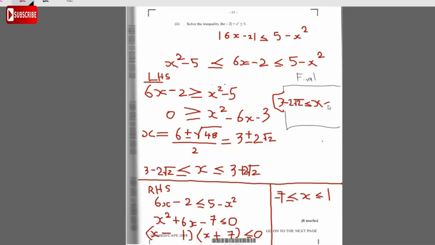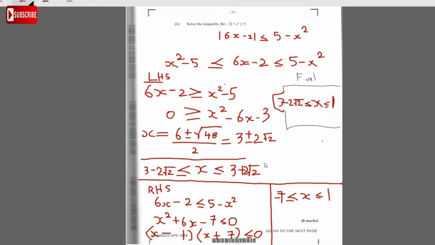And it's less than or equal to, let's check if 1 is good. When you put in x as 1, 6 times 1 minus 2 plus 1, yes. So 1 is fine. But it can extend up to 3 plus 2 root 2. So let's check if 3 plus 2 root 2 works. Let's check when x is 2. 6 times 2 minus 2 plus 2 squared. That doesn't work, so the top is 1. So this is what happened. This is the final answer when you combine these two inequalities.